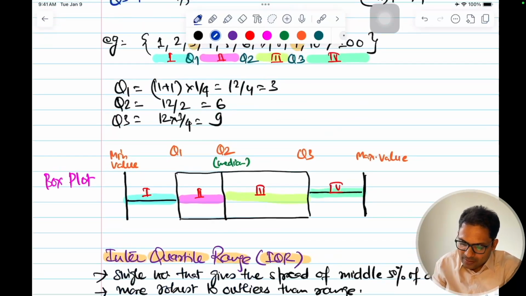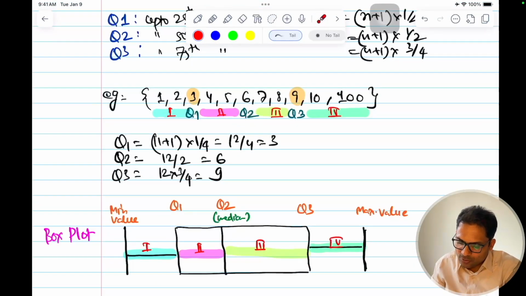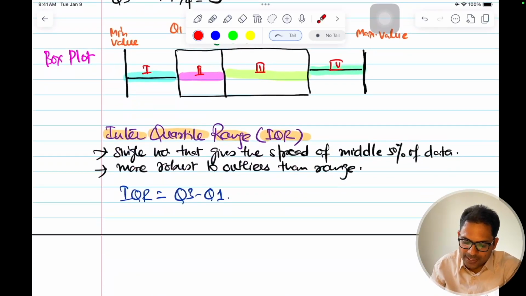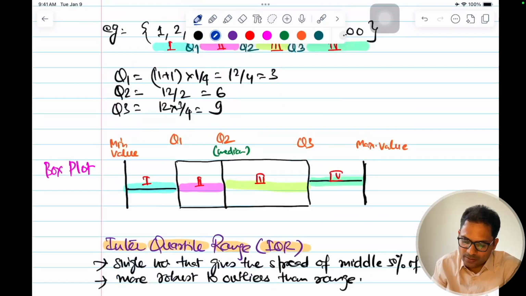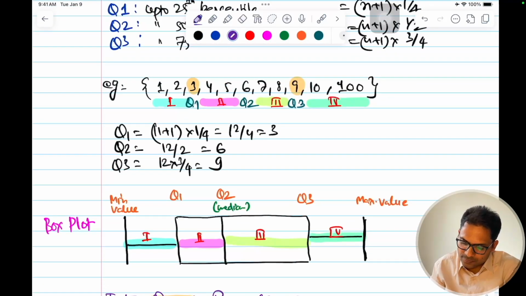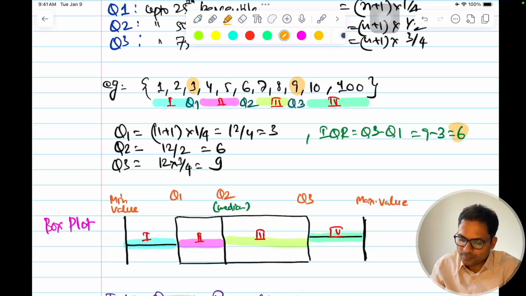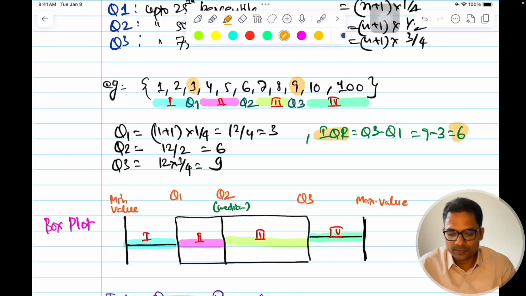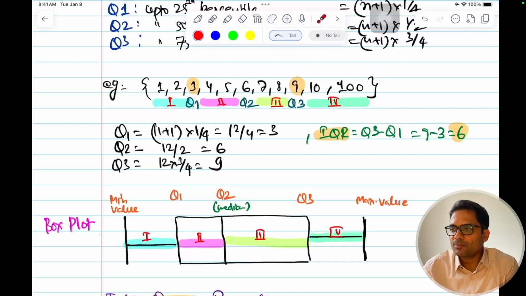So here in this data, where is my Q3? Q3 is at 9 and Q1 is at 3. So what will be my IQR? If I want to calculate the IQR here, my IQR will be Q3 minus Q1, which is 9 minus 3. That is equal to 6. This is your IQR. Very simple.